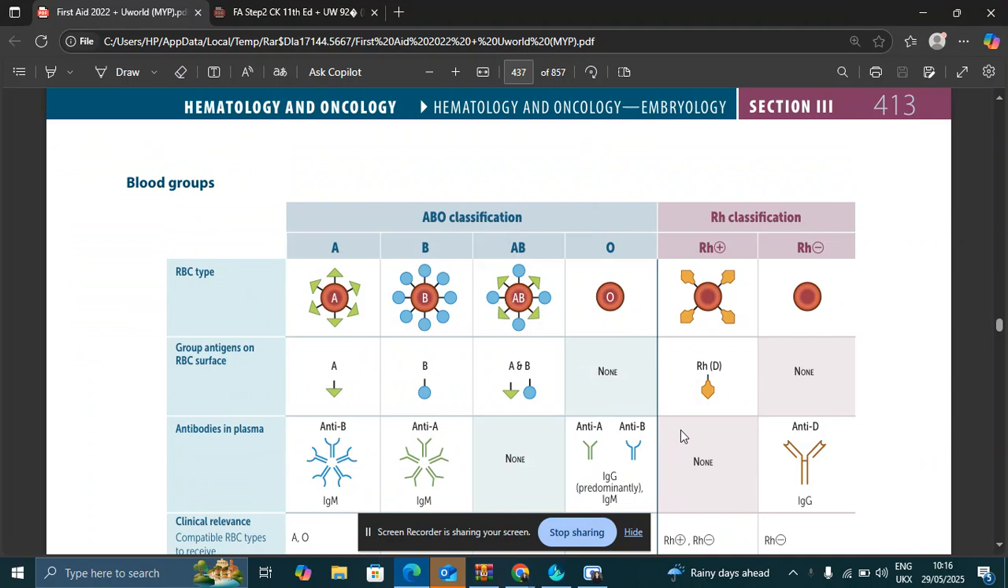Okay, so if someone has blood group A, the antigen on the RBC surface would be A, and antibodies in the plasma will be anti-B, so they produce antibodies against B. Whenever the blood group is B, the antigen on the RBC surface would be B, and the antibodies in the plasma would be anti-A antibodies. Anti-A and anti-B antibodies are usually IgM antibodies, a pentamer, as you can see here in the picture.